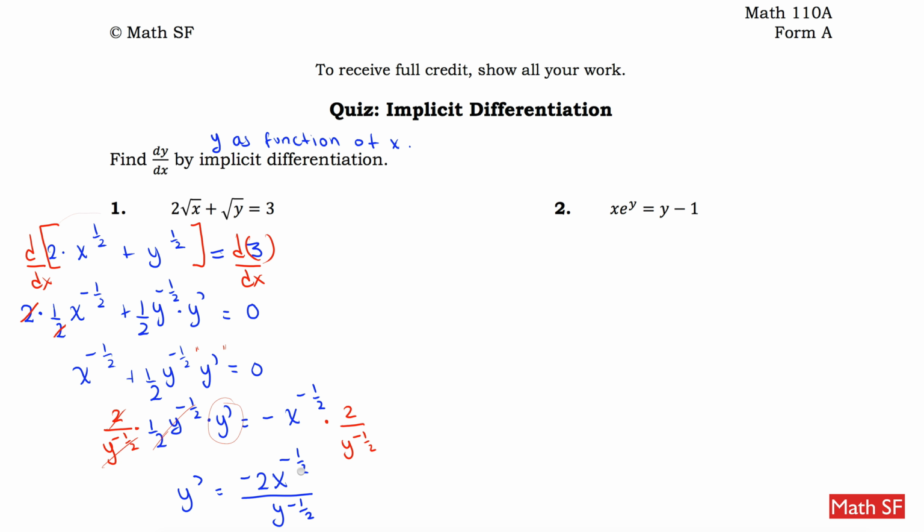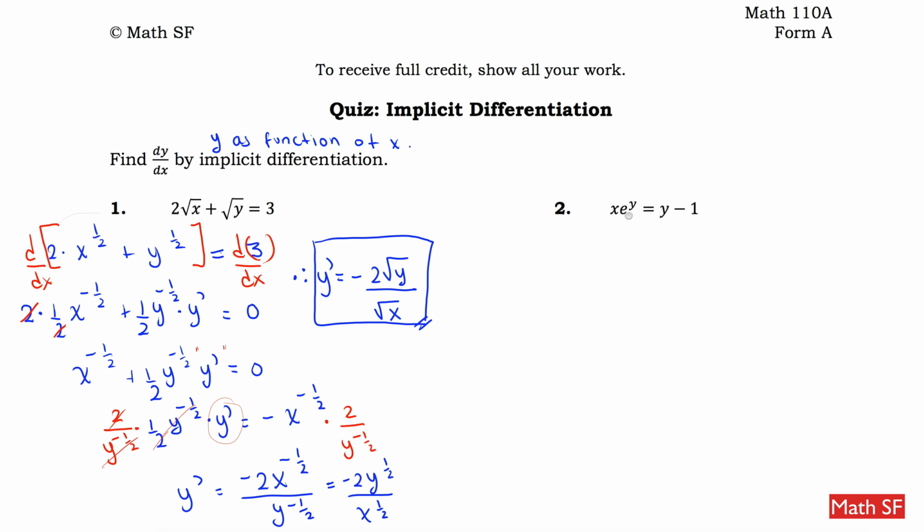However, we cannot leave negative exponents, so I believe we could also reduce this. So this will be negative 2, and this goes on top as a positive exponent, and this goes as a positive exponent as well. But now this 1/2 is actually the square root. Therefore, y prime is equal to negative 2, and then we'll have a square root of y over a square root of x. So that's going to be your answer.